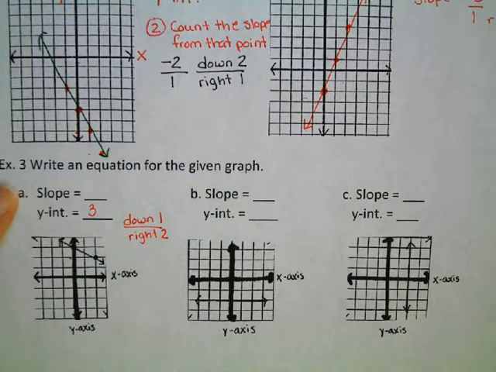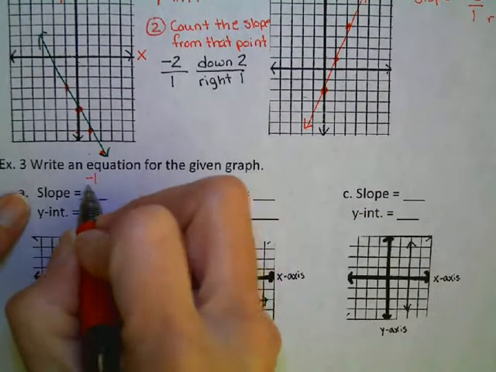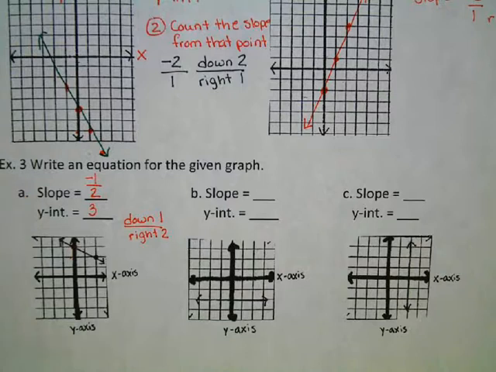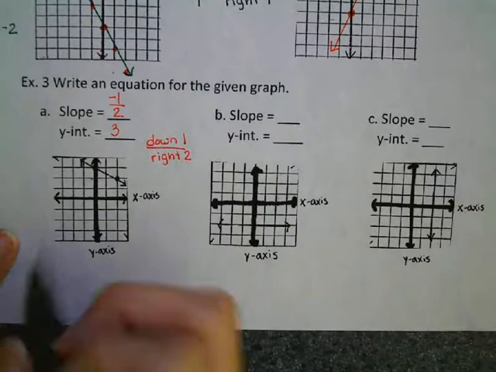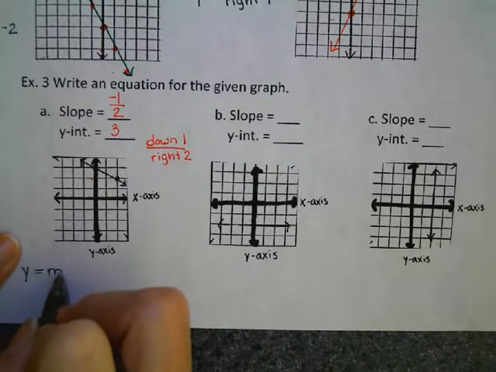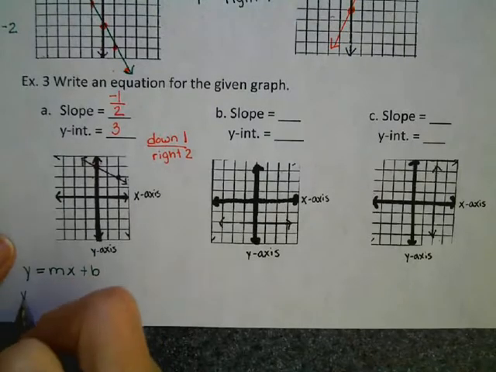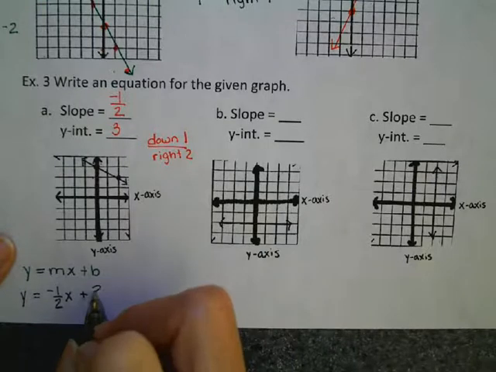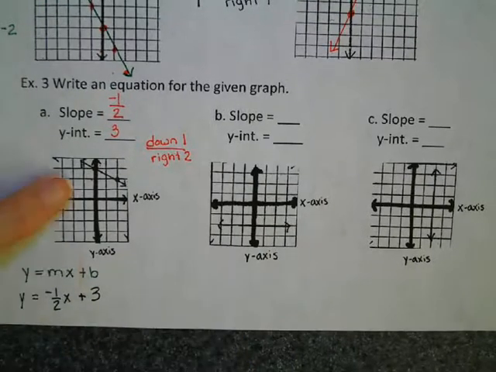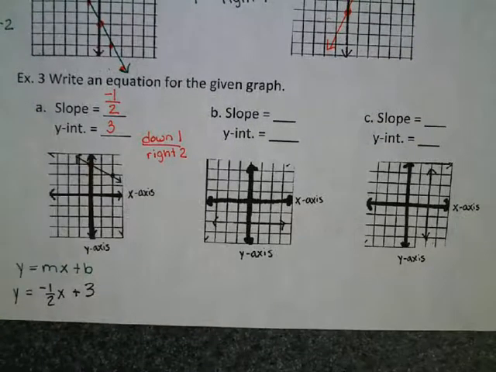Down 1, right 2. So how you write that, if it's going down, that's considered negative 1 over 2. So that would be our slope and our y-intercept. And the slope-intercept form is y equals mx plus b. So you have to remember that the m is your slope, so that would be y equals negative 1/2 x plus 3. Because on that graph it had a y-intercept of 3 and it had a slope of negative 1 over 2. So down 1 over 2.